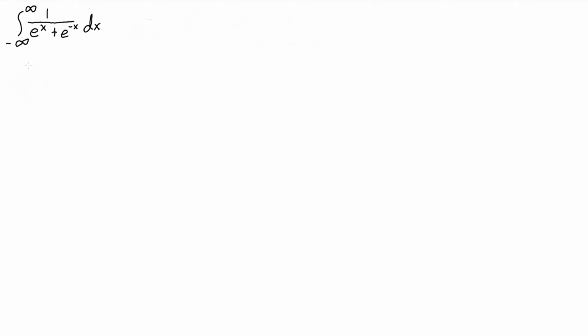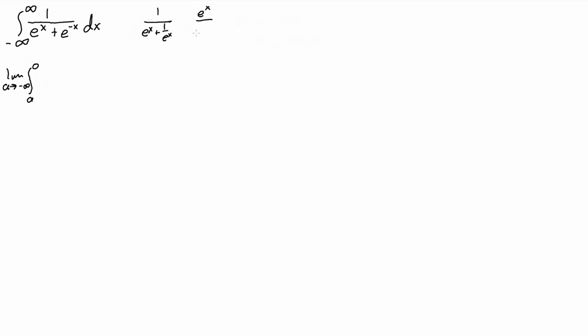All right, let's start by splitting this over 0. Let's go limit as a approaches negative infinity. So that's going to be from a to 0 of, let's switch this, 1 over e to the x plus 1 over e to the x. And let's multiply everything by e to the x.